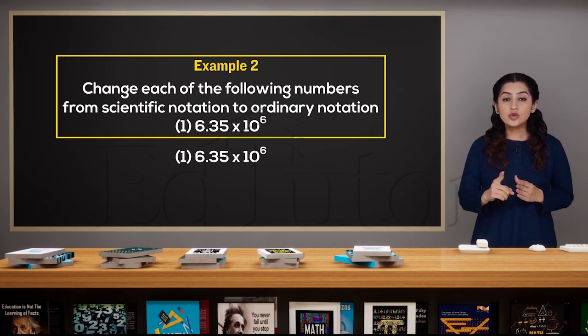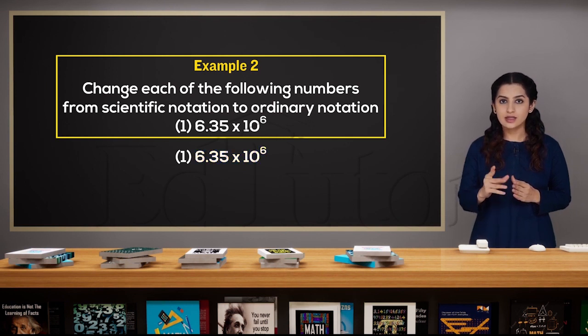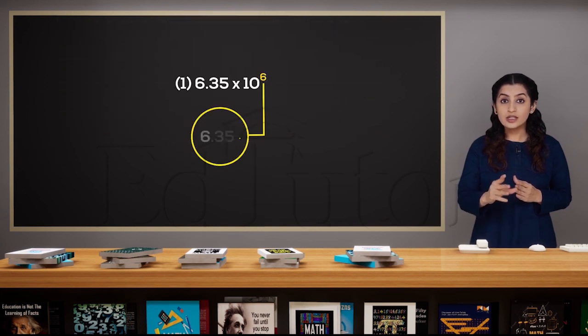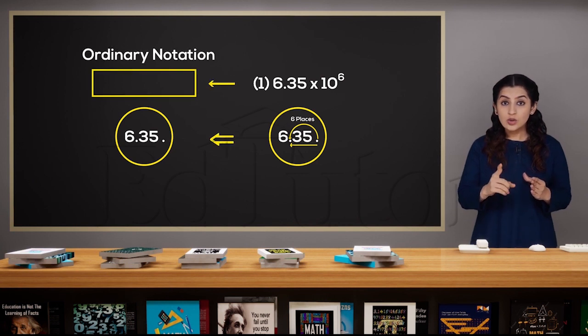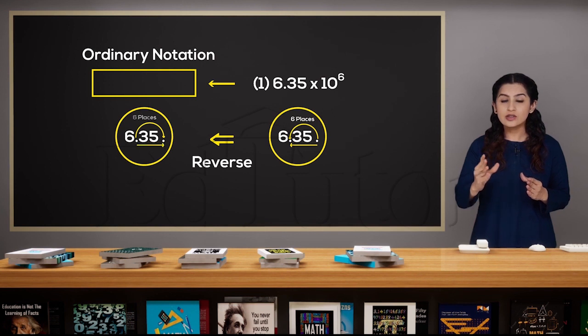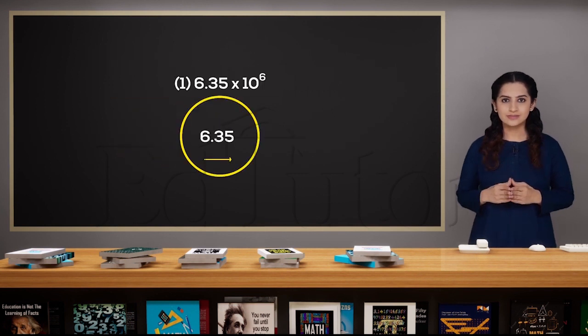On your screen, you have a scientific notation 6.35 into 10 raised to the power 6. The positive exponent 6 here on top of the 10 shows us that the decimal point would have shifted 6 places to the left to obtain this scientific notation. To bring it back to its ordinary notation, we reverse the process and shift the decimal point 6 places to the right. Follow my finger on the screen.